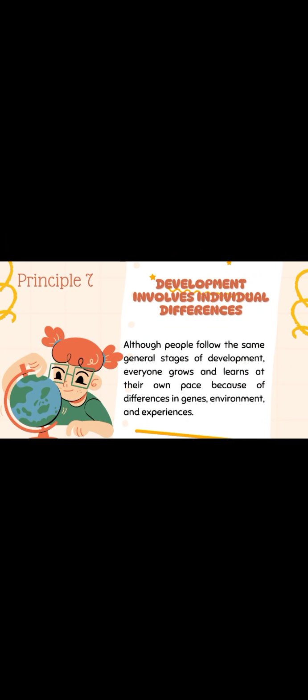Principle 7. Development involves individual differences. Although people follow the same general stages of development, everyone grows and learns at their own pace because of differences in genes, environment, and experiences. For example, one child learns to read at 5 years old, while another learns at 7, yet both develop normally.